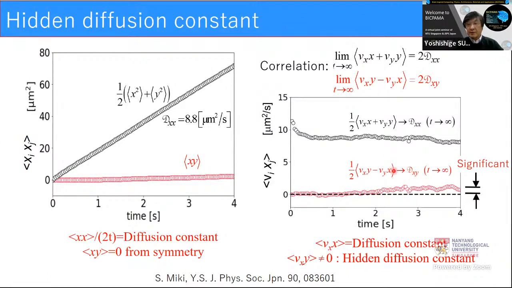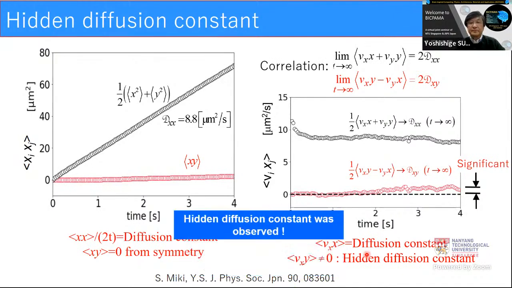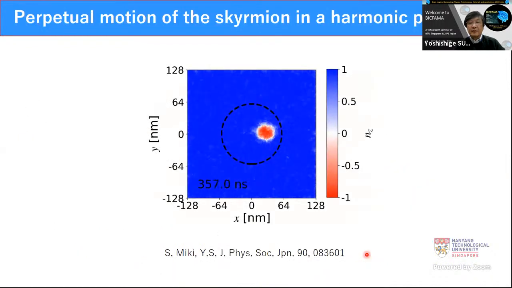But this flow, the rotational flow, is non-zero by the observation of our experiment. Since this diffusion constant does not appear in the diffusion equation, we call this hidden diffusion. And the existence of this hidden diffusion means that there is non-zero angular momentum of the skyrmion in its thermal motion.